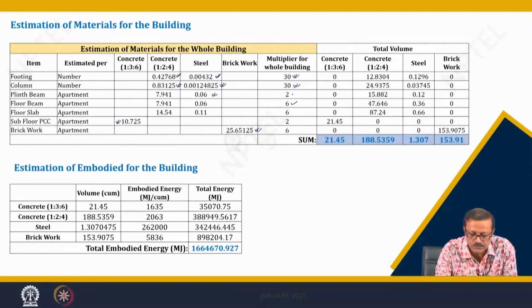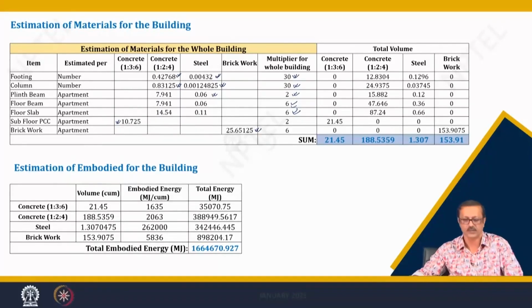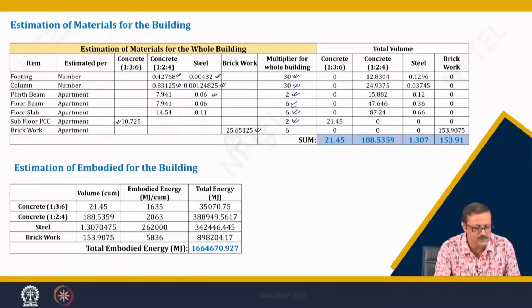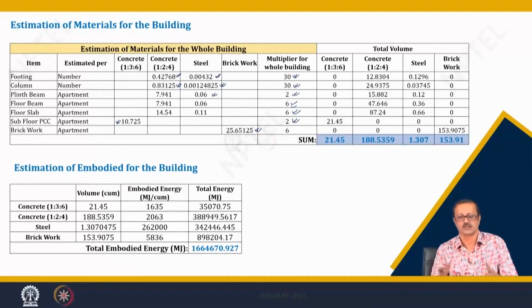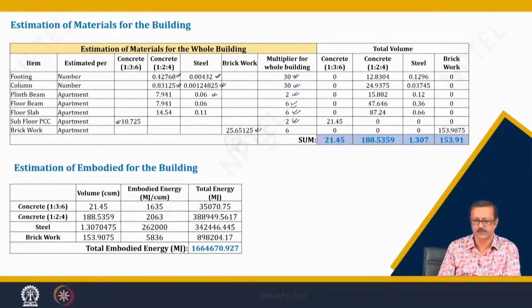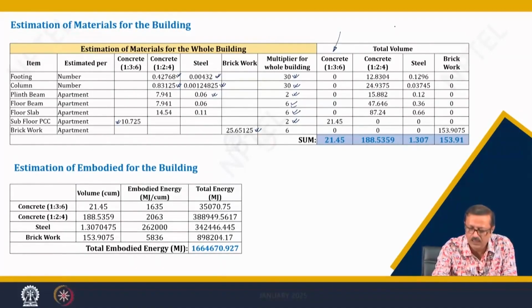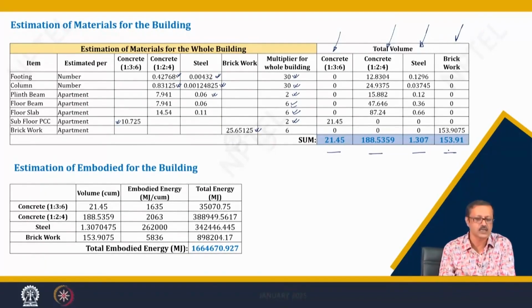So, 6 for the floor beams, and 2 for the subfloor, because the subfloor is in the ground floor only. And there are 6 for the brickwork, because there are also 6 such sets. So, I have multiplied and put each value in the corresponding place. I have 4 materials basically: RCC with 2 types of concrete, steel, and brickwork. So, I have all the 4 material estimates for the building.